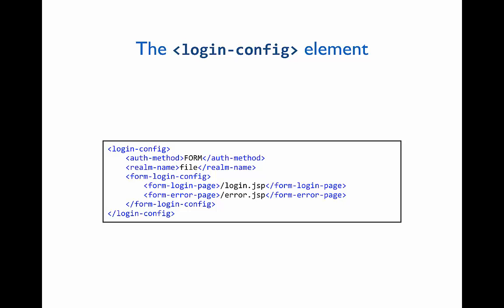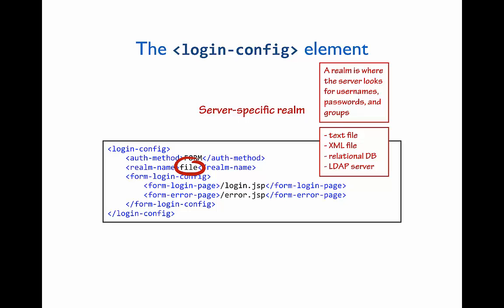The login config element should also contain a realm name element, though if it is missing, a default value will be used. The realm name indicates where the server should look for authentication and authorization information, such as usernames, passwords, and access groups. The possible places the information can be stored include a text file, an XML file, a relational database, or an LDAP server. The realm name is vendor specific. In other words, it depends on the server.